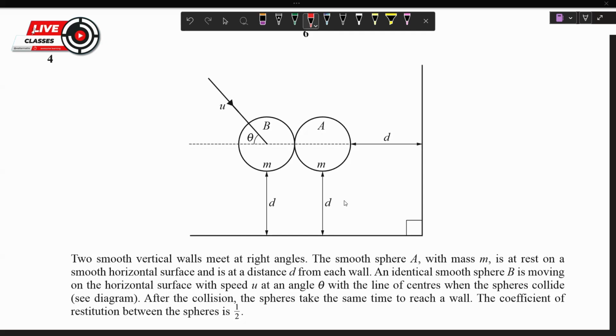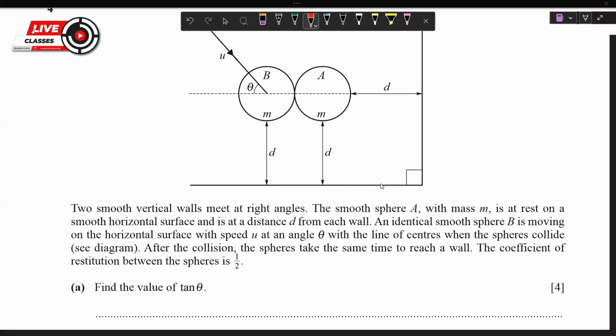After the collision, the spheres take the same time to reach a wall. The coefficient of restitution between the spheres is a half. So on part A, find the value of tan theta.